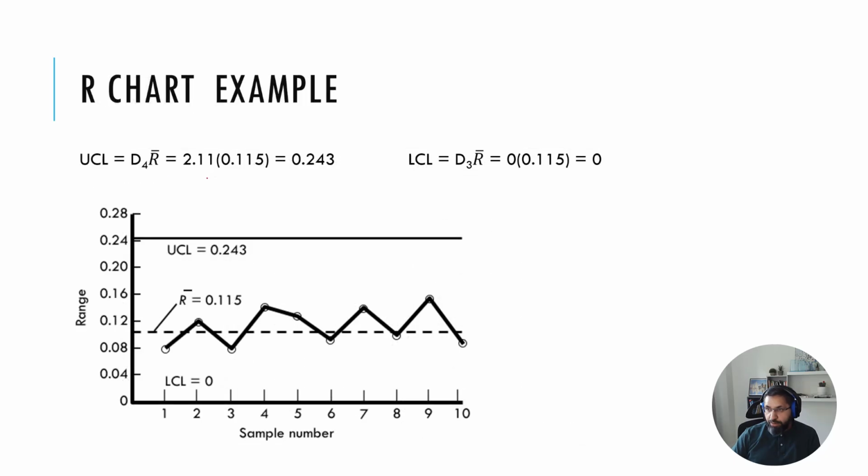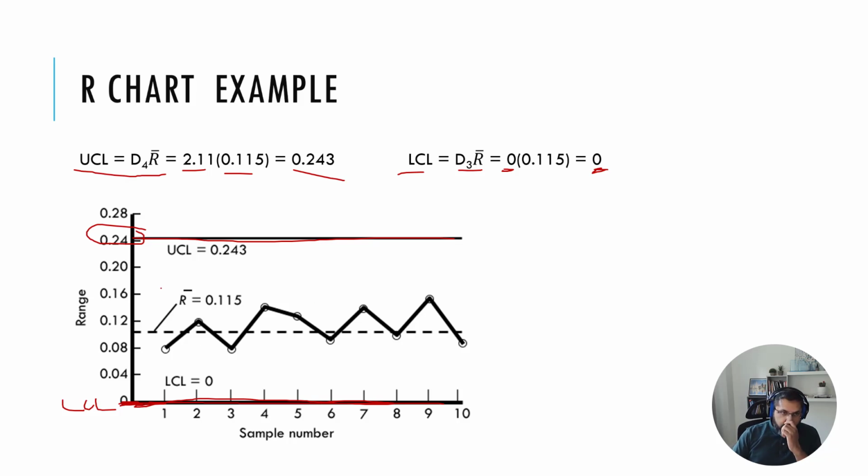upper and lower control limits. Upper control limit is D4 times R bar, or 2.11 times 0.115, which is 0.243. So that's this. And then lower control limit is D3 times R bar. D3 is 0, so this becomes 0. So that's 0 right here. That's my lower control limit at 0. So the horizontal line at 0 and the horizontal line at 0.243 are my two control limits.